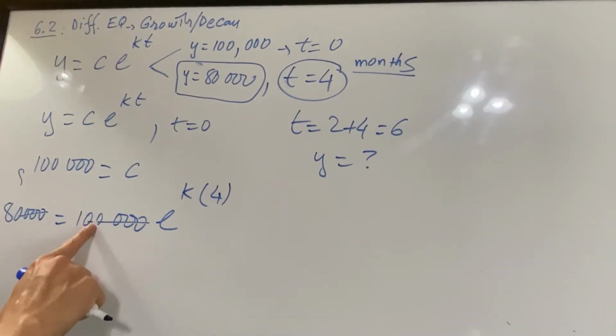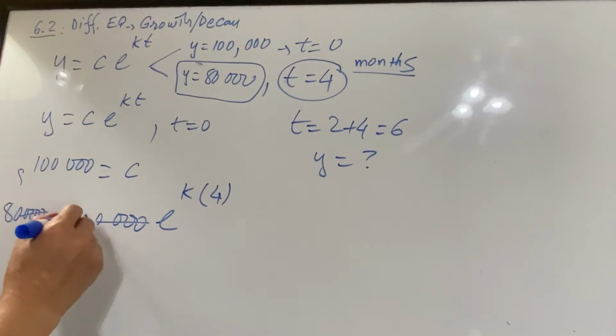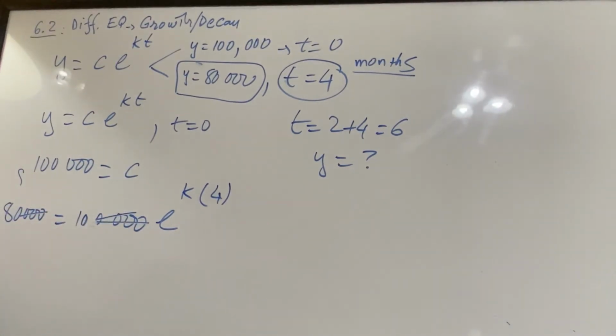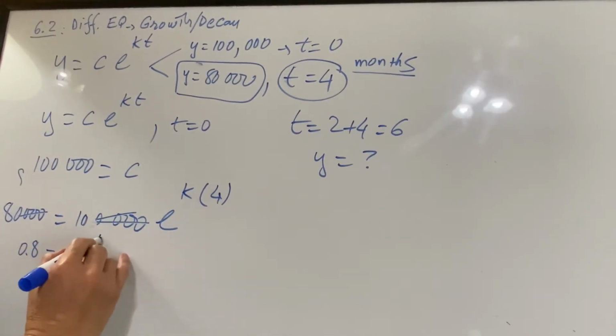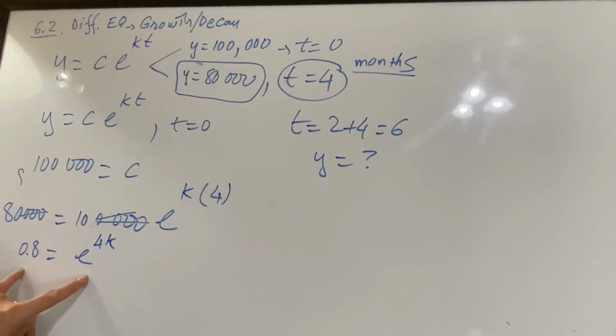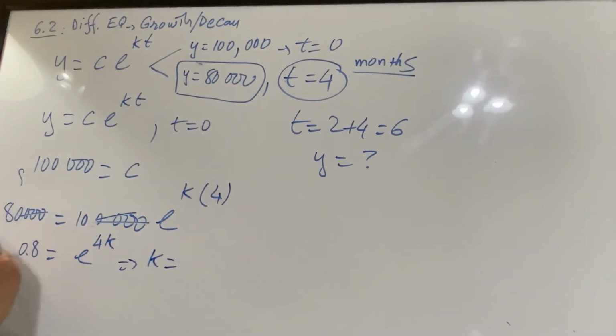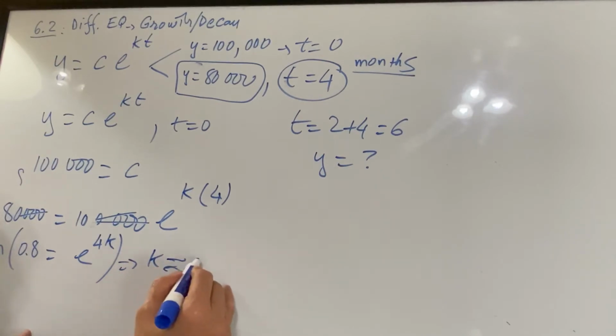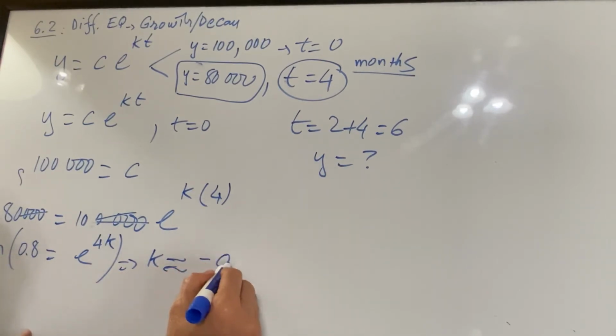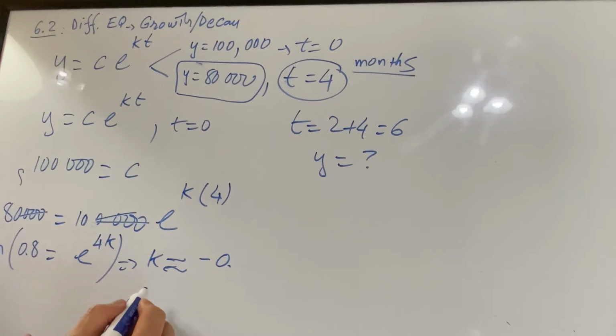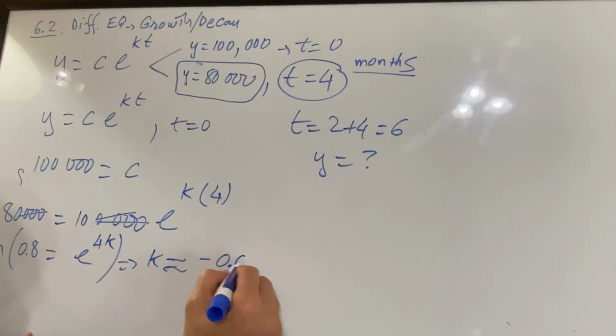Simplify the 0s, you got 10 over here. So now divide both sides by 10. You will get 0.8 equals e to the 4k. Take ln of both sides, and you will solve for k, which is a negative value, negative 0.0558.